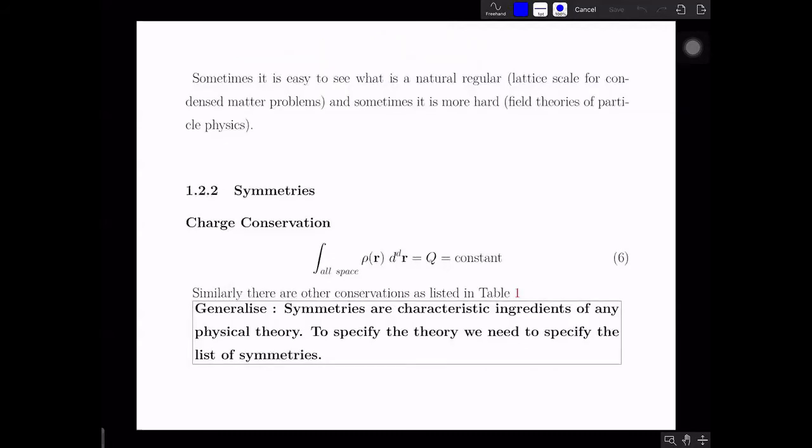Sometimes it's easy to see what the natural UV regulator is. If we are working on a lattice in a condensed matter problem, then the smallest length scale is the lattice length, the distance between two sites. Take a square lattice: here is a point and here is a point, and there is a distance. In other cases it is less apparent, and one has to think more carefully, as is the situation with field theories of particle physics. But we understand these ideas fairly well now.